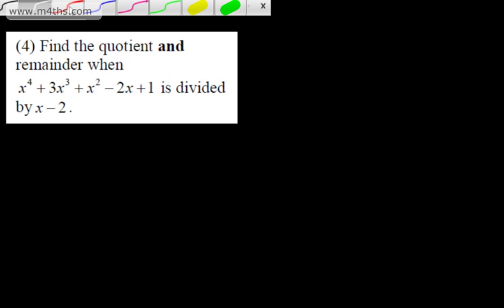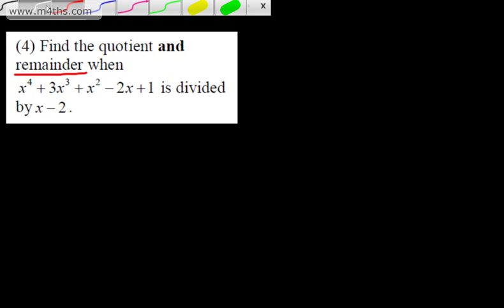Just looking along, we've got no gaps: x to the 4th, x to the 1st, x to the 3rd, x squared, x to the 1st, and x to the 0. So we don't need a placeholder. We're asked for the quotient and remainder. If you're only asked for the remainder, we would use the remainder theorem, which we're going to learn later. So let's look at the two different approaches.